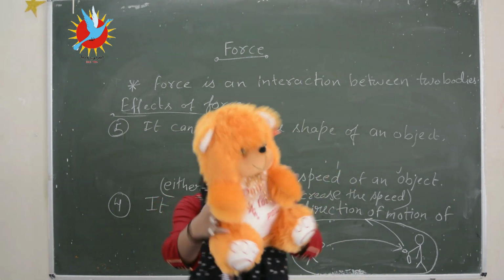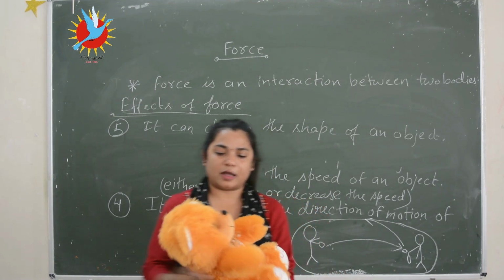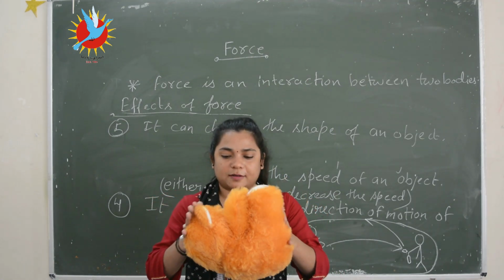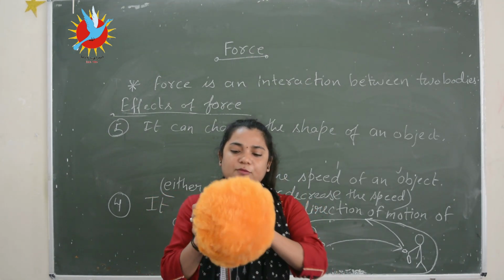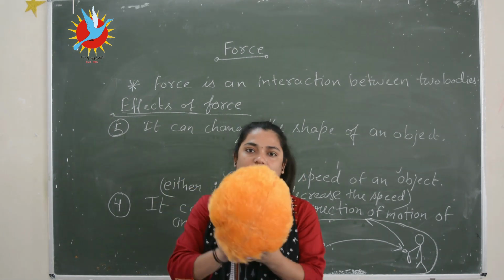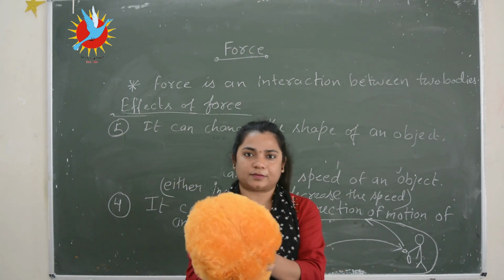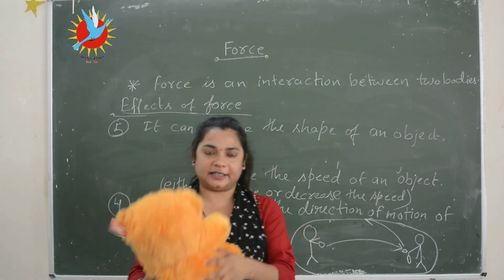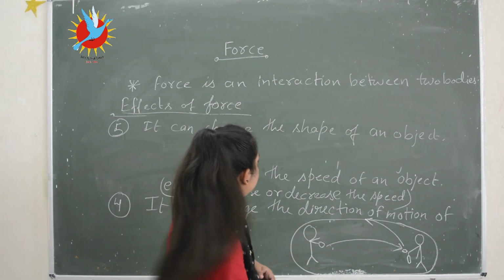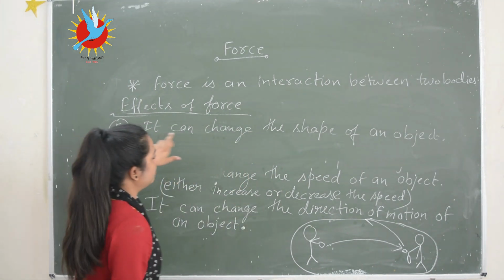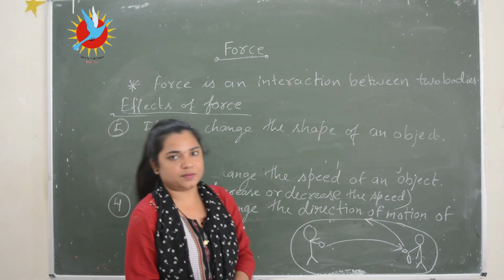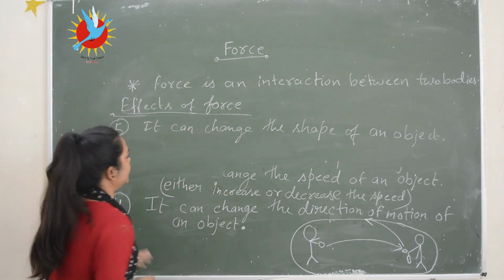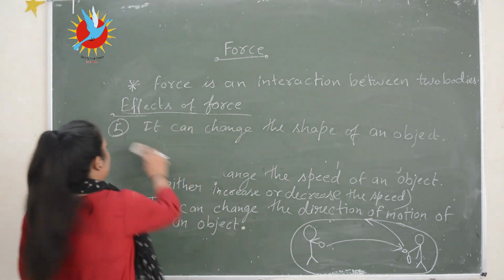Can you see the shape of this soft toy? Now I'm going to apply a force on this. What I'm doing actually is applying a force, and now the shape has been changed. Although it's a soft toy, so its shape cannot be changed permanently. So that was just an example. So it can change the shape of an object. So these are the 5 effects of force.